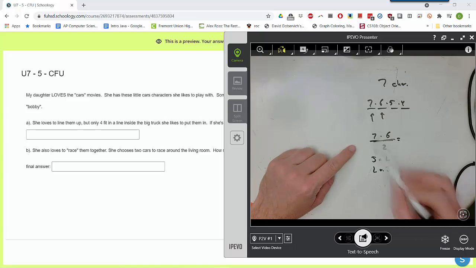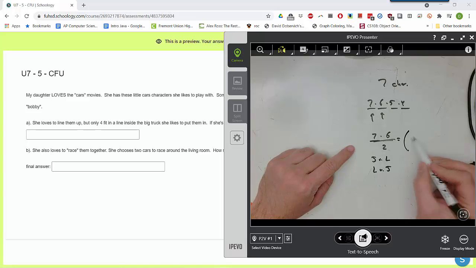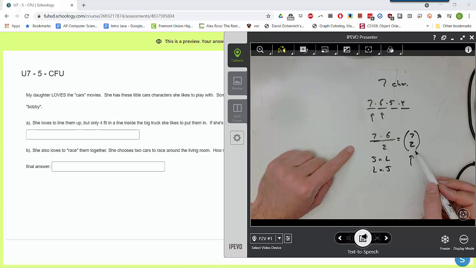So this equation is the same thing as saying I have 7 characters and I want to choose 2 of them. So this notation, 7 choose 2, is a shorthand notation for this expression.